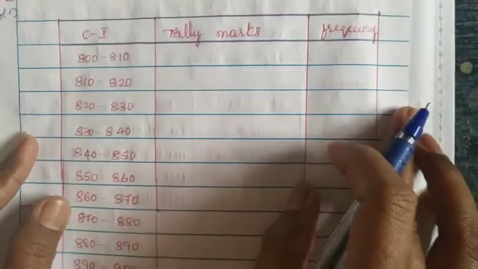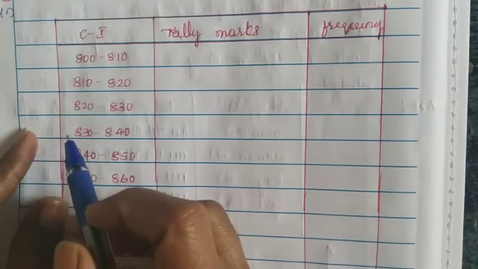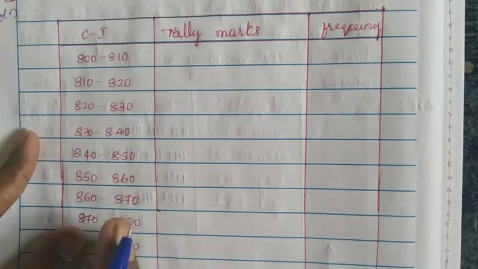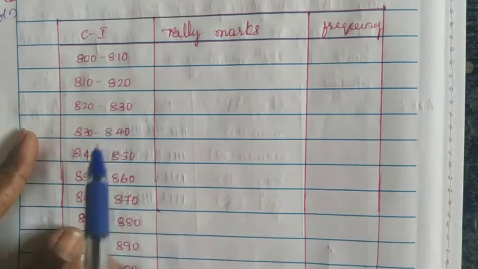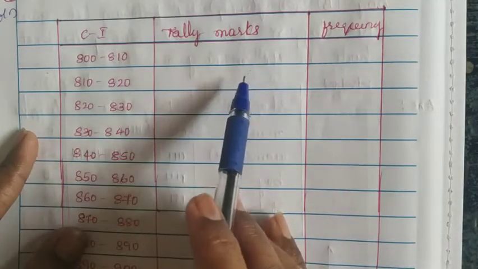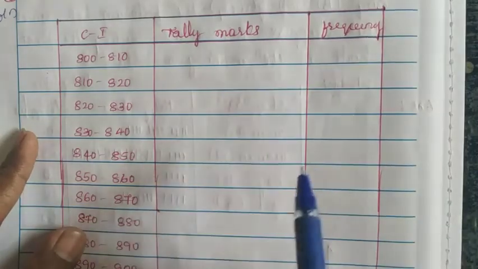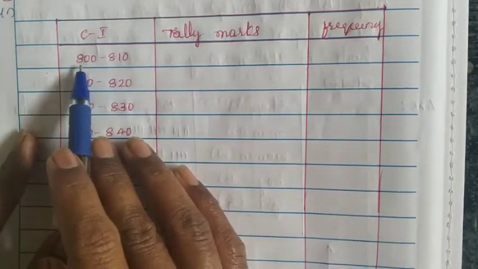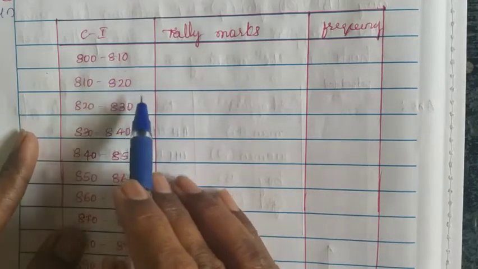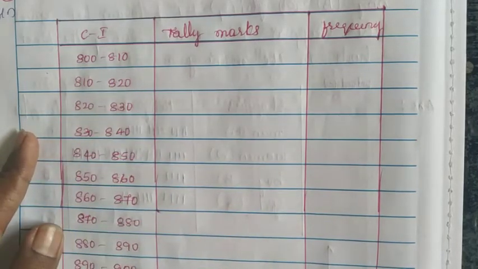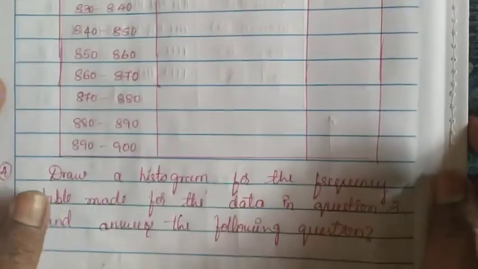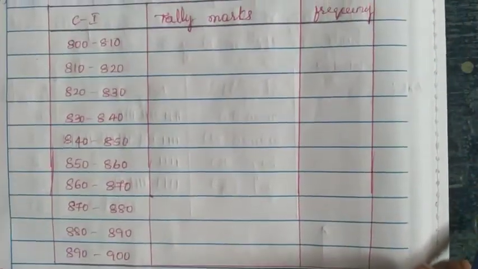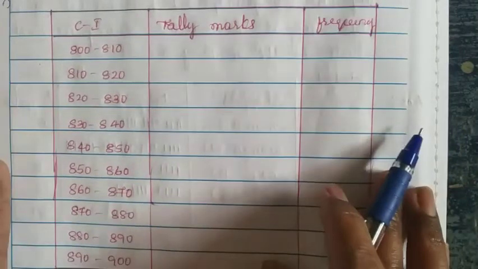Yes children, now come to the solution for the third question. Draw a frequency distribution table like this. Make 3 columns. The first column is the class intervals, the second is tally marks, the third one is frequency. In class intervals we take the groups 800 to 810, and so on up to 890 to 900. And now let us mark the tally.